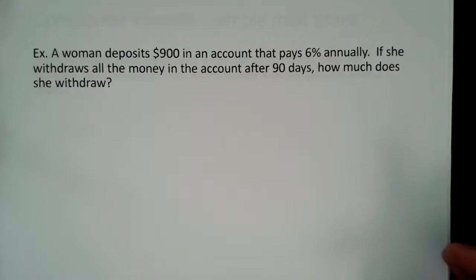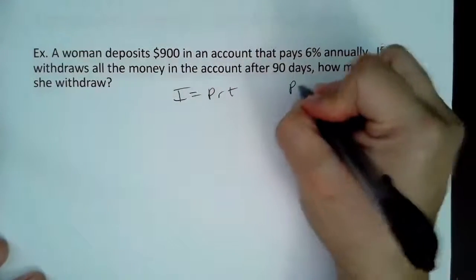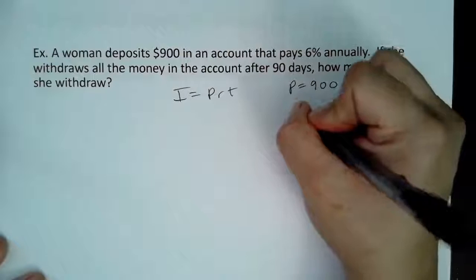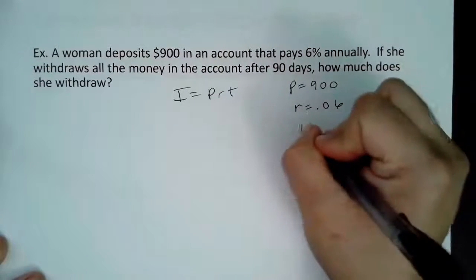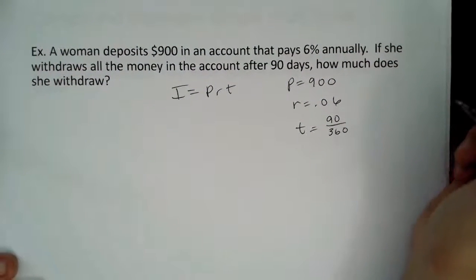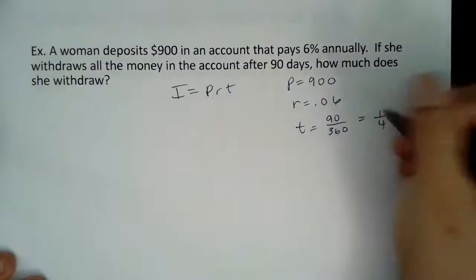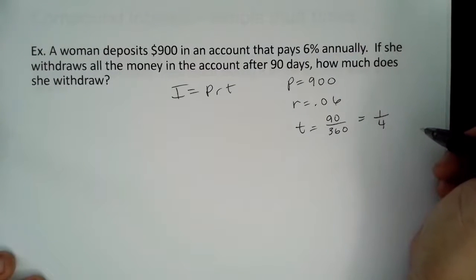A woman deposits $900 in an account that pays 6% annually. If she withdraws all the money in the account after 90 days, how much does she withdraw? So it's a similar problem to the one we just did. So I is equal to PRT. Principal is 900. The rate is 0.06. And then the time is going to be 90 over 360 because it's in terms of days. Okay? Even though technically it's like 365, I think we can leave it at 360, it's easier for our purposes.